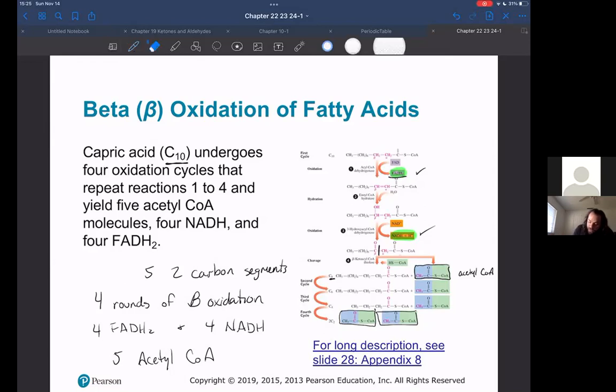So the important thing here that you're going to need to do is, based on the number of carbons in that fatty acid, you want to know how many rounds of beta oxidation occur, how many FADHs are produced, how many NADHs are produced, and how many acetyl-CoAs are produced.